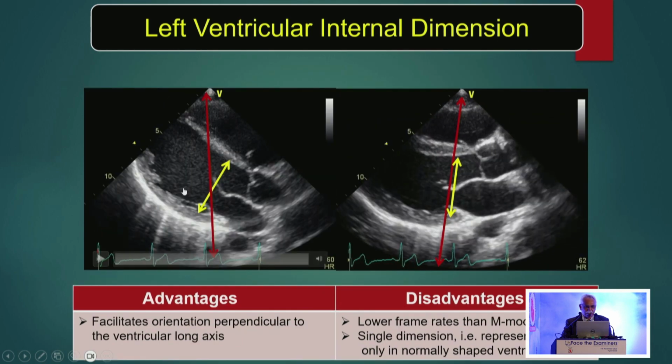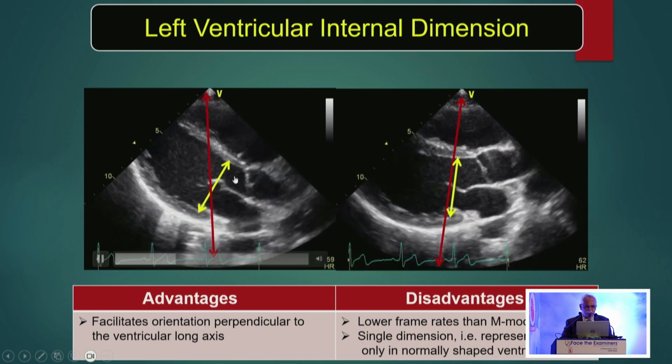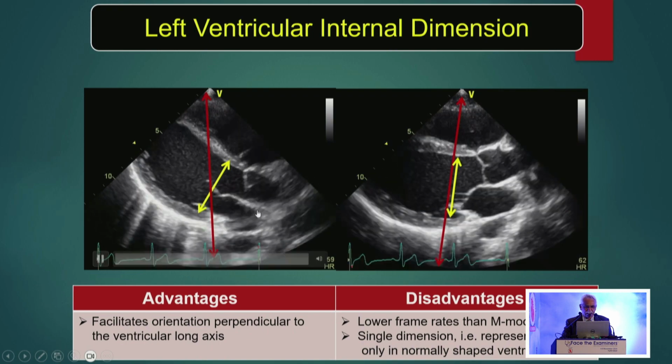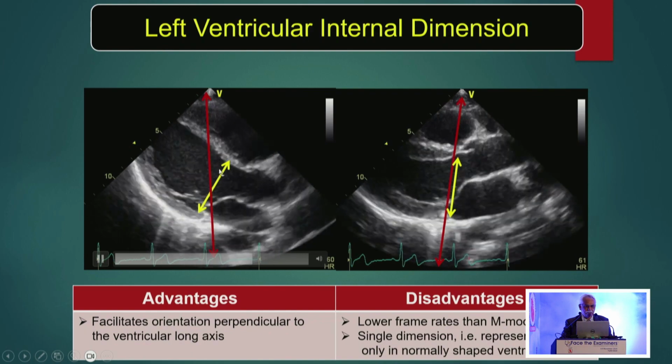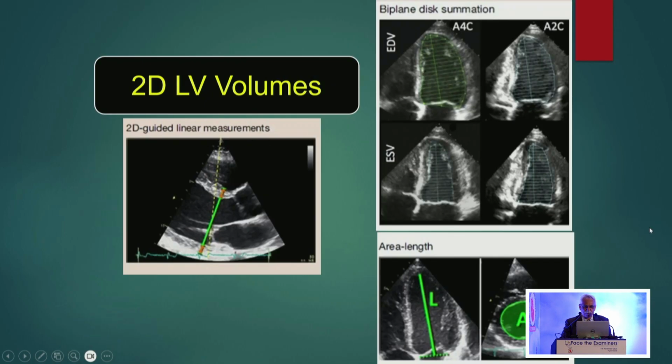Always use the guidance of the 2-dimensional echocardiogram. Do it like this and not like the first one. So this is the most important one when you are measuring the diameters. The next one is, always use the 2-dimensional echocardiogram for measuring the volumes. You should not use the cube method or the Teichholz method for measuring the ventricular volumes and the ejection fraction.